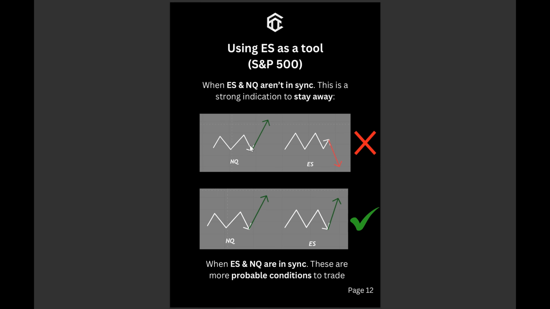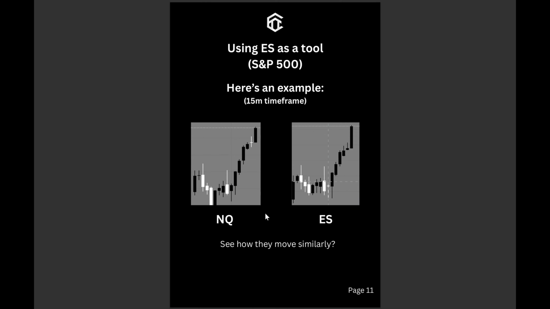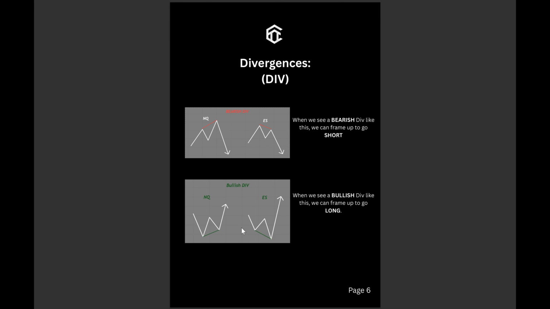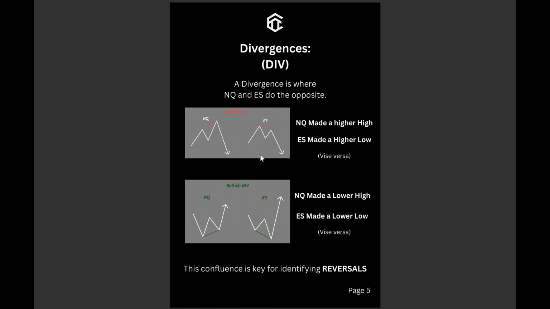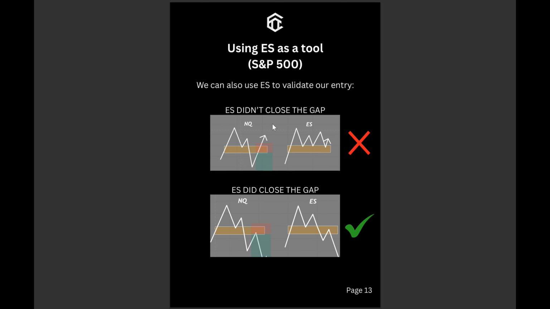So when ES and NQ are not moving in sync, it's a strong indication to stay away. You can see here that NQ is continuing bullish, ES is continuing bearish. It's a strong confluence that we just don't want to be involved in price action, and we should just be patient and let the market do its thing. However, when NQ and ES are in sync, these are much more probable conditions to trade. So when they're moving in sync and we see a divergence, it's a strong confluence that the market is about to reverse. With ES moving in sync with NQ, and then we have a divergence, this gives us more probable conditions to trade.